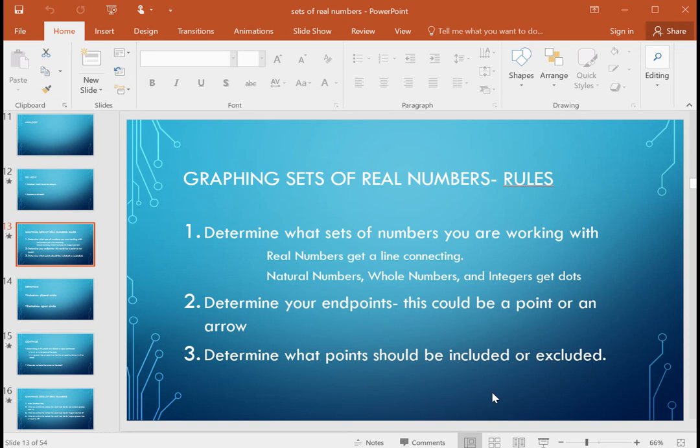So, today in class, we learned about graphing sets of real numbers and all the rules. What's most important to remember is that if I'm giving you the sets of real numbers, you're getting a line connecting the parts that I'm telling you to connect. If we have natural numbers, whole numbers, and integers, those get the shaded-in dots. Or if it's the beginning of the set, you might have an open circle, but we'll get into that in a little bit. Then you're going to determine your endpoints.